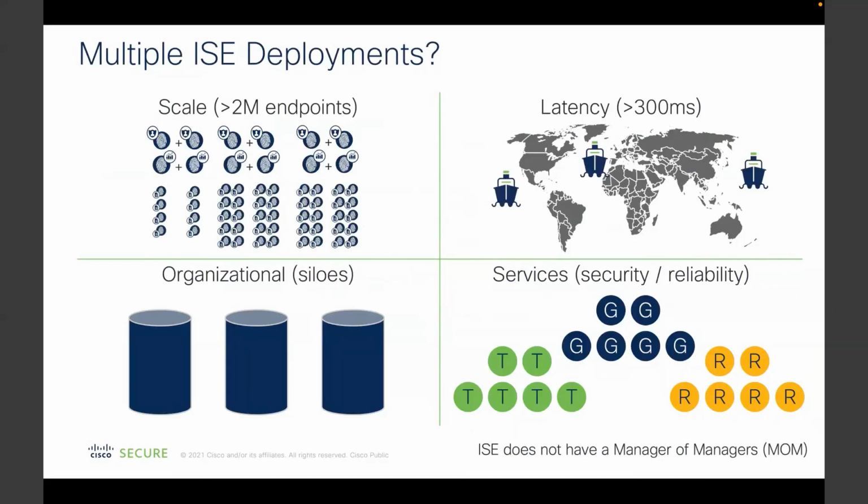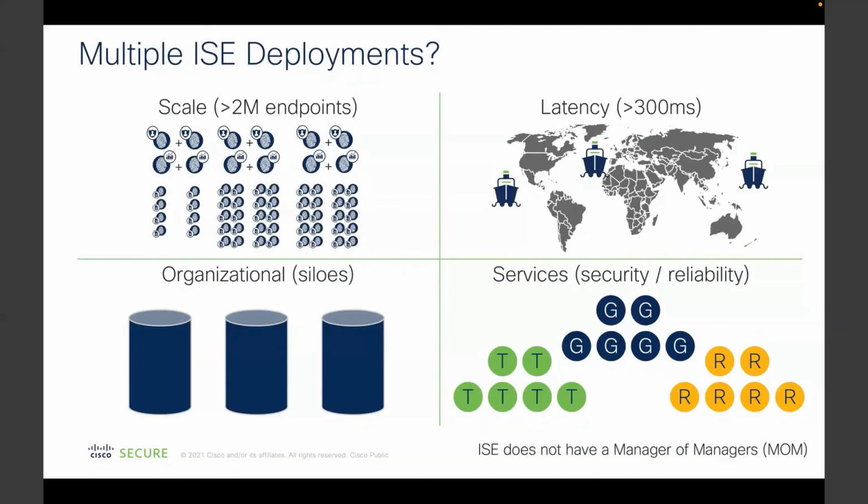Satellite links aren't fast enough, and so they basically run their own ICE deployments on board the ships. And then when they get back to port, they can resynchronize with other ICE deployments and policies and things. But that's basically how they run. The other reason is organizational choice.